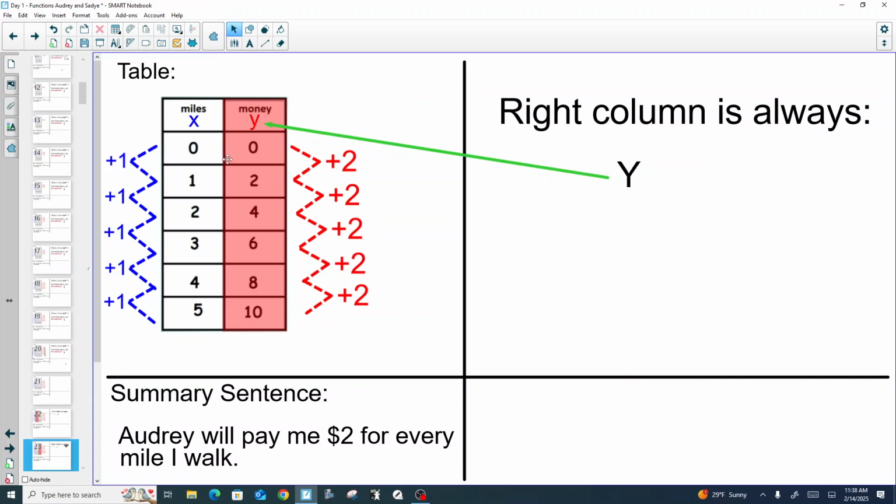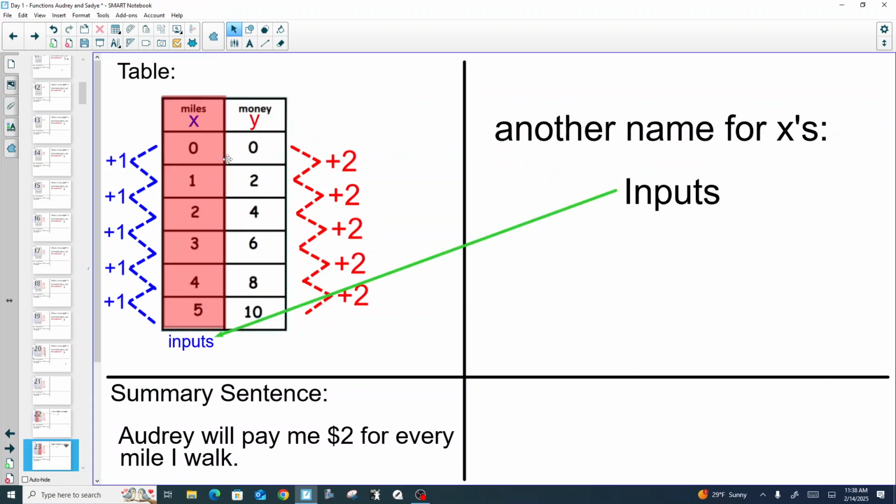All right? Now, there's another nickname for the X's, though. It's actually inputs. Now, since we're running out of space up there at the top, could you just write inputs down here at the bottom of the table right there? That's another name. So instead of my X column, we could call it inputs.